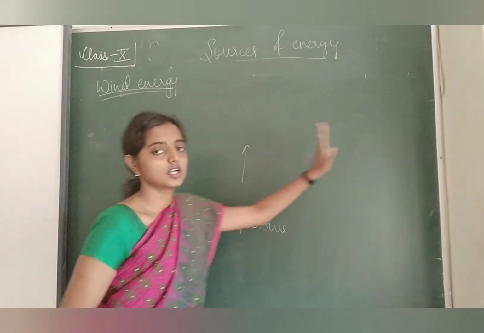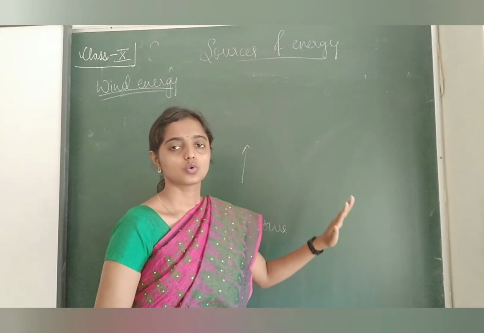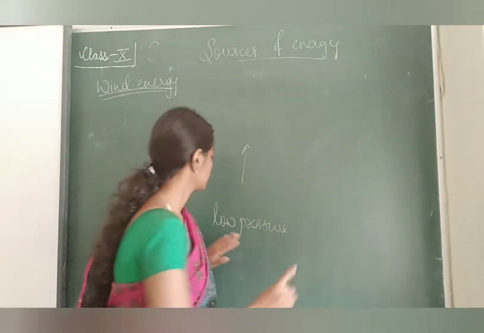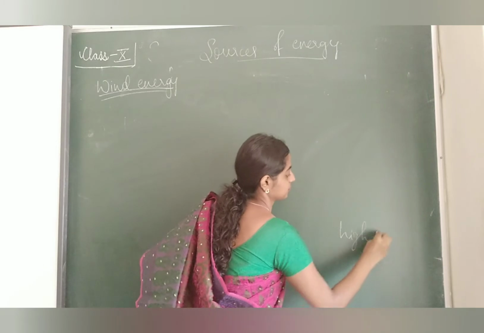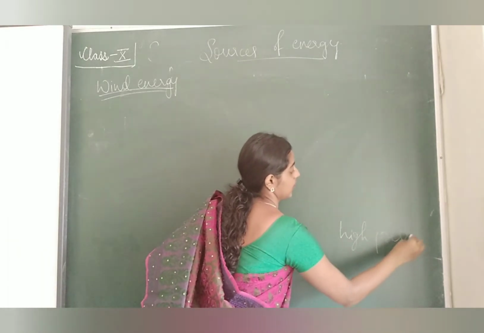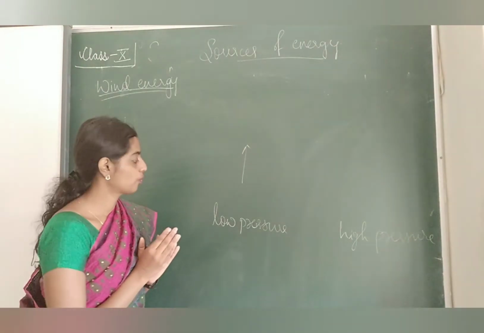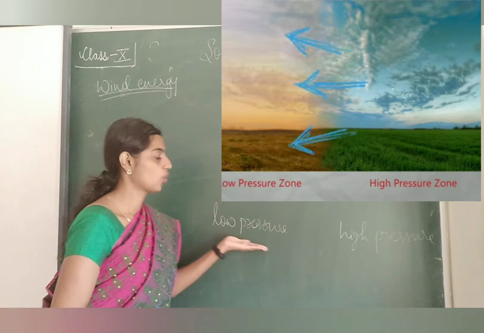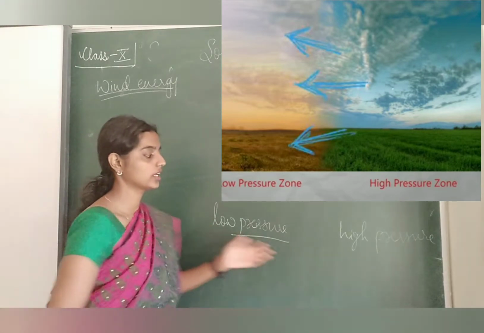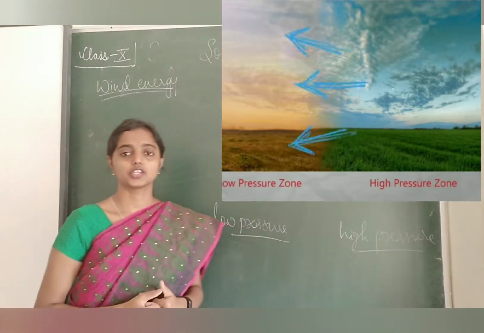Now what about the second region? Here the air is fresh and cool, so it doesn't flow upwards, and here it will create high pressure. So now we have two points: where the air is warmer, low pressure is created, and where the air is cool, we get high pressure.